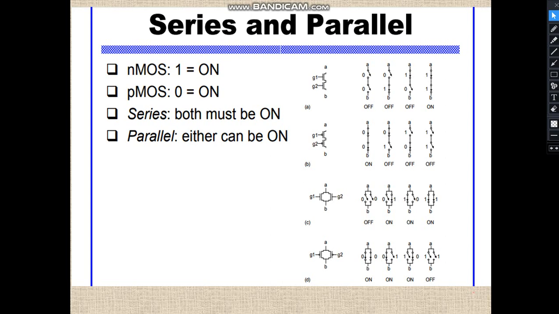A series combination of two gates means both must be on for the operating condition, and for a parallel combination, either can be on. This means if one input is on, then the circuit will be in the on condition. We can understand it with the help of these A, B, C, D diagrams. First, A is a combination of G1 and G2, both gates in series. This is the symbolic representation of NMOS, and this is the symbolic representation of PMOS.